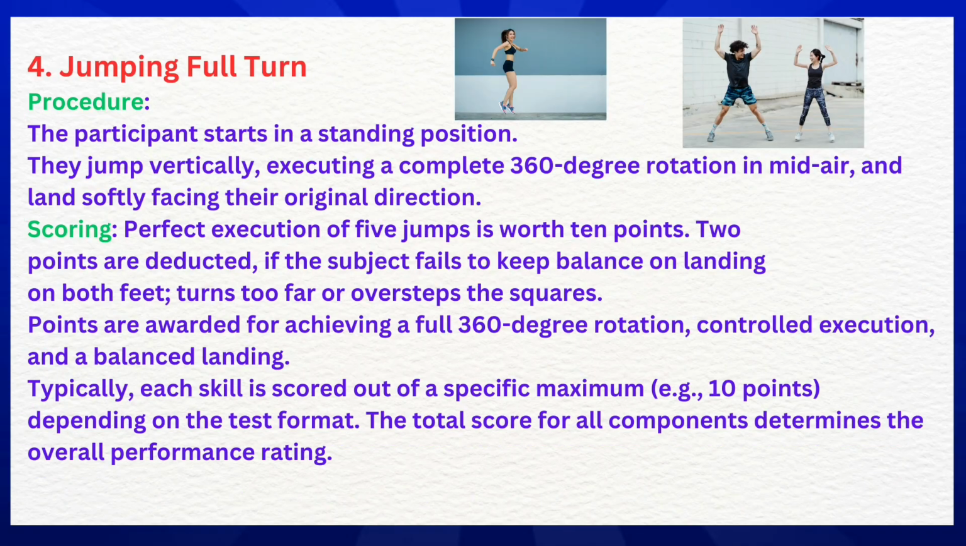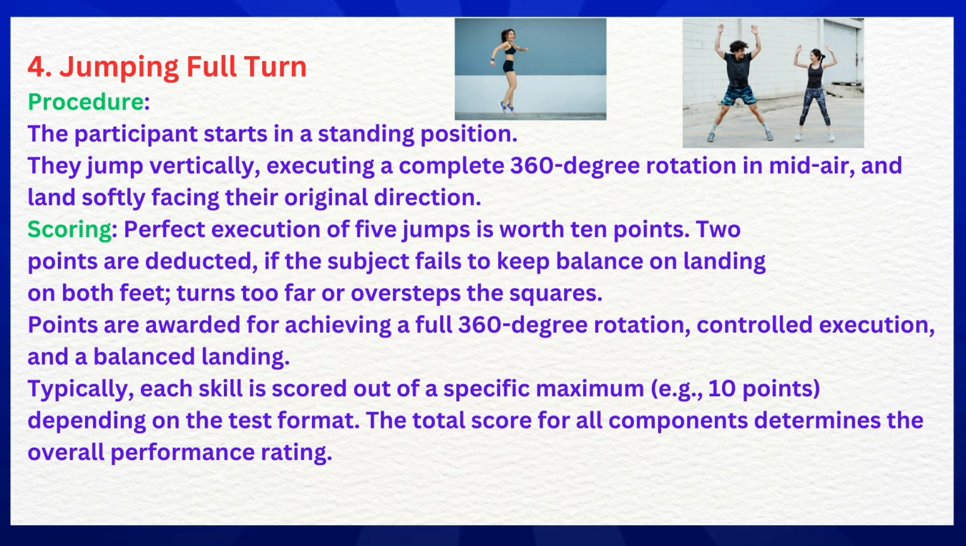4. Jumping full turn. Procedure: the participant starts in a standing position. They jump vertically, executing a complete 360-degree rotation in midair and land softly facing their original direction. Scoring: perfect execution of 5 jumps is worth 10 points.